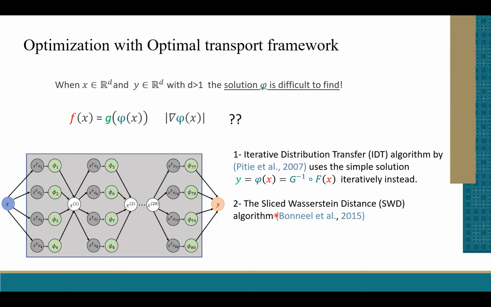Another approach proposed is the sliced Wasserstein distance algorithm, which uses the same projection approach, but the difference is they do not use estimated histograms and CDFs. They sort the points, so it's considered like quantile matching. So this is CDF matching, here quantile matching in the sliced Wasserstein distance. You can use this algorithm or the sliced Wasserstein distance.